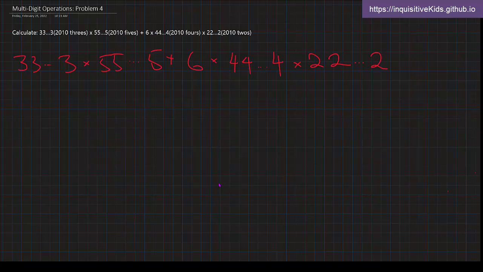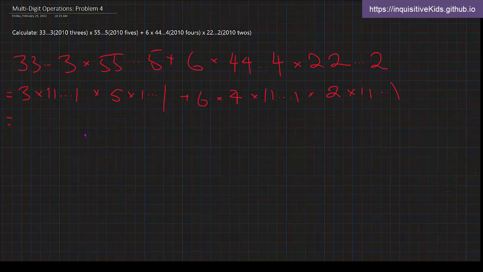And what we have is, so let's rewrite everything. So this would be equal to 3 times 2010 ones times 5 times 2010 ones plus 6 times 4 times 2010 ones times 2 times 2010 ones. And basically what I did right here is rewrite each of those numbers. Well, all of those except for 6, because 6 is the only one-digit number in here.